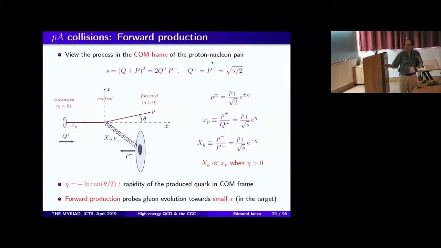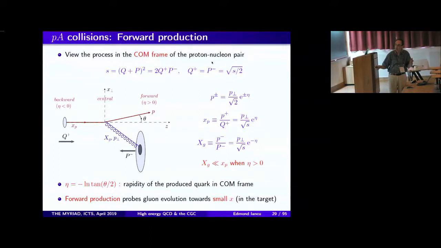Which means that this particular process, particle production at forward rapidity, is exploring the small x part of the wave function of a nucleon inside the nucleus, and the large xp part of the wave function of the proton. So typically, this quark here is a valence quark because it has relatively large xp, whereas this gluon here is a small x gluon. As I said before, we're using a dilute probe, in this case a valence quark from the proton, to explore the small x distribution of the gluons inside the nucleus. That's just the kinematics.